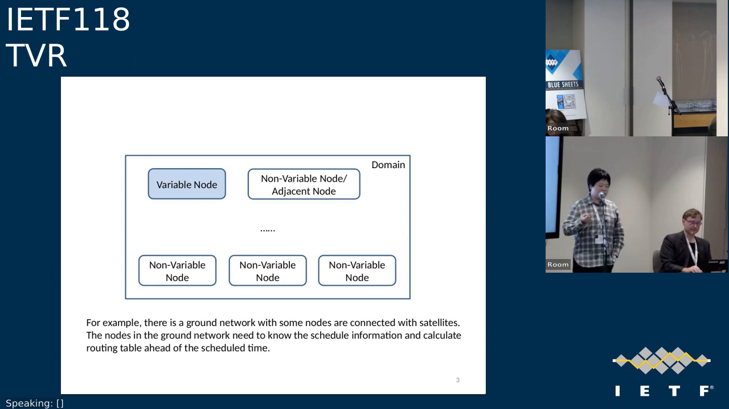Next, please. So let's take this configuration for example. In some environments, the variable node may connect to some network or nodes with link or cost variant feature, such as a satellite network. So the link or cost variant features must be known by all the nodes in the domain or the network. So the variable node can do the advertisement by itself to the other nodes. And if the variable node can't do this, if it can't support the IGP protocol or something else, the adjacent node or the proxy node can do the work. So the schedule information will be disseminated to all the nodes in the network, and all the nodes can compute the routing table ahead of the schedule time.